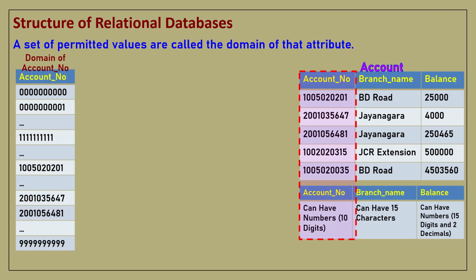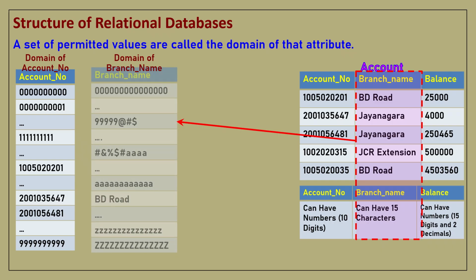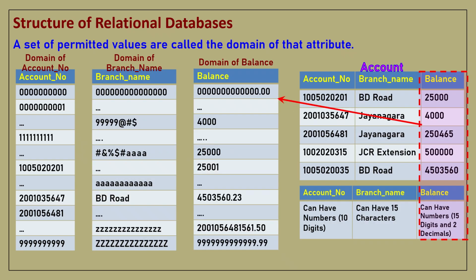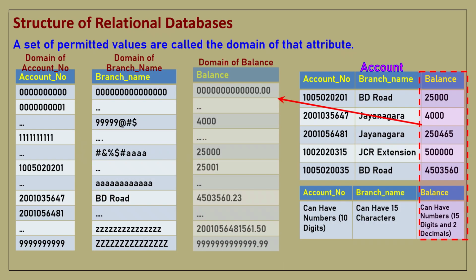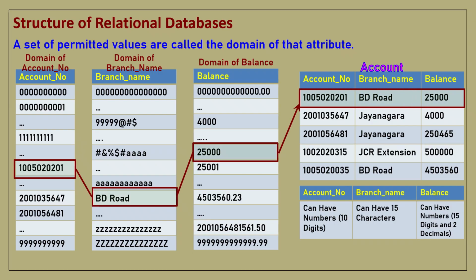For example, any number with a maximum of 10 digits can be stored in the account number column of any row. So the set of numbers from 0 to 9,999,999,999 is the domain of account number. Similarly, the branch name column can have any name with a maximum of 15 characters. Any combination of characters including small letters, capital letters, special characters and digits 0 to 9, with length of 0 to a maximum of 15, can be stored in branch name. Similarly, any number with a maximum of 13 digits and 2 decimals can be stored in the balance column.